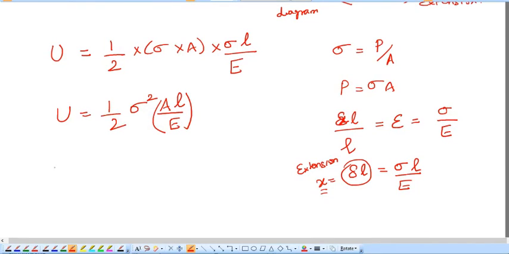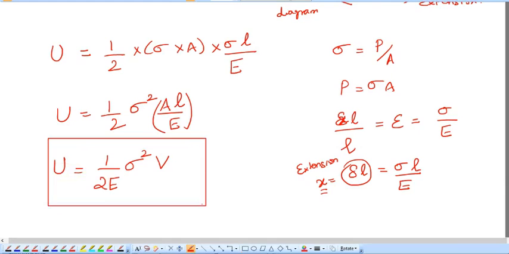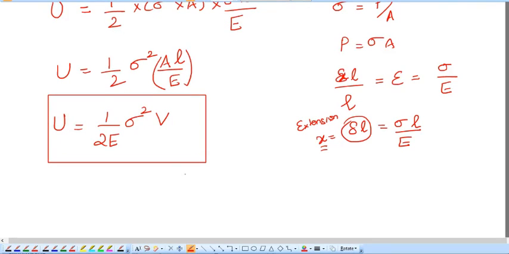The product of A into L is the volume of the body. So strain energy is given by 1 by 2E into sigma square V. So this is the strain energy stored in a body when you are applying a gradual load. Next, proof resilience has to be calculated.